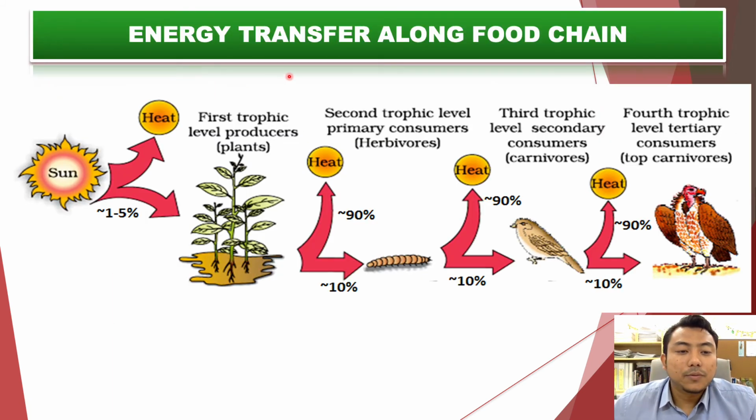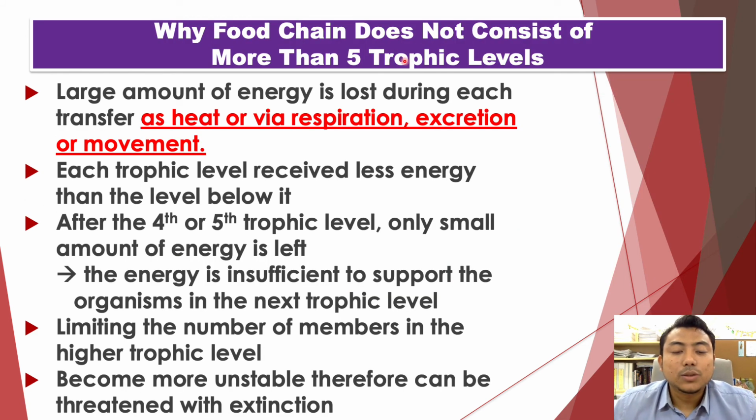Energy transfer along the food chain. So macam lah 1% saja sampai dekat plants. Daripada plants sampai hanya 10% sahaja kepada primary consumer, another 10%, another 10% sampai dekat fourth trophic level ni tinggal sedikit sahaja. So why food chain does not consist more than 5 trophic levels? Ni keep on jawapan yang saya keep on cakap daripada tadi lah.